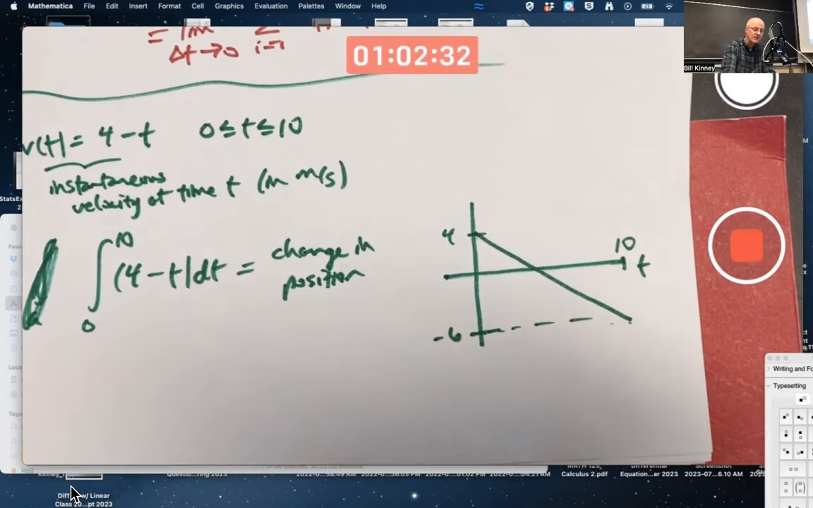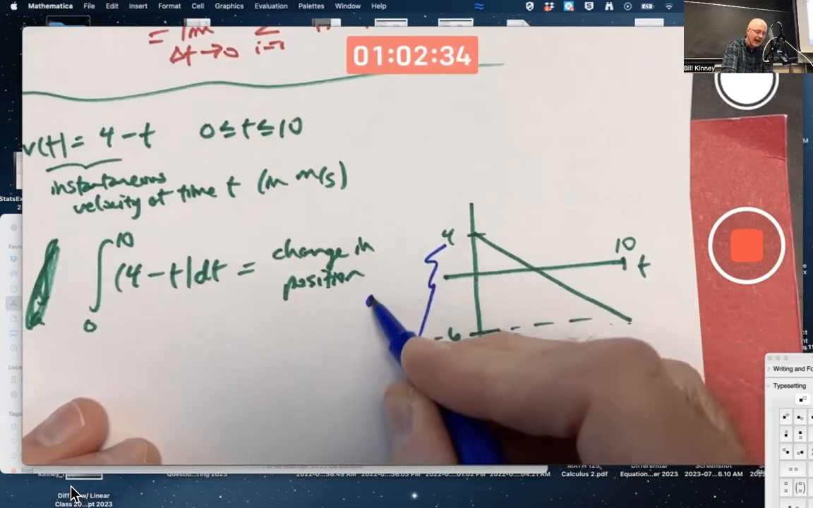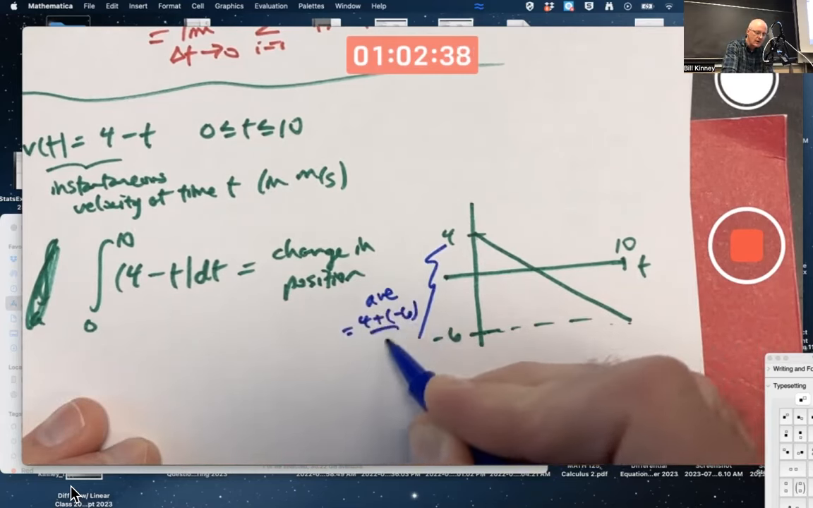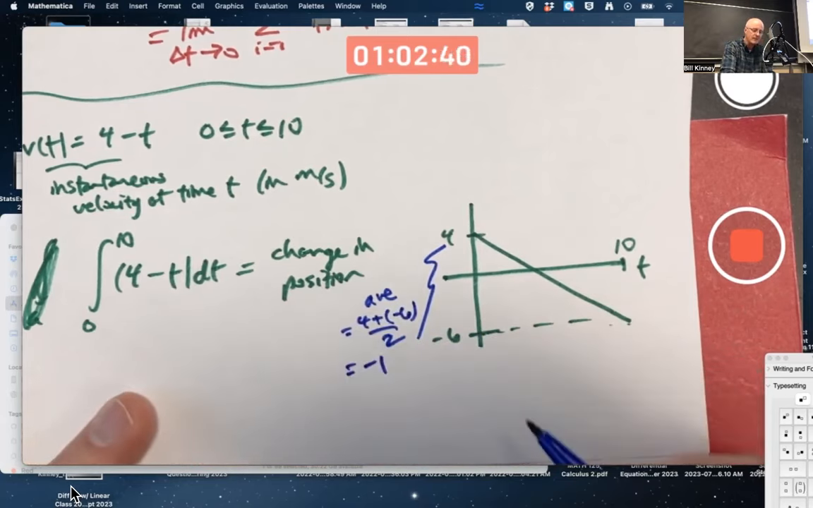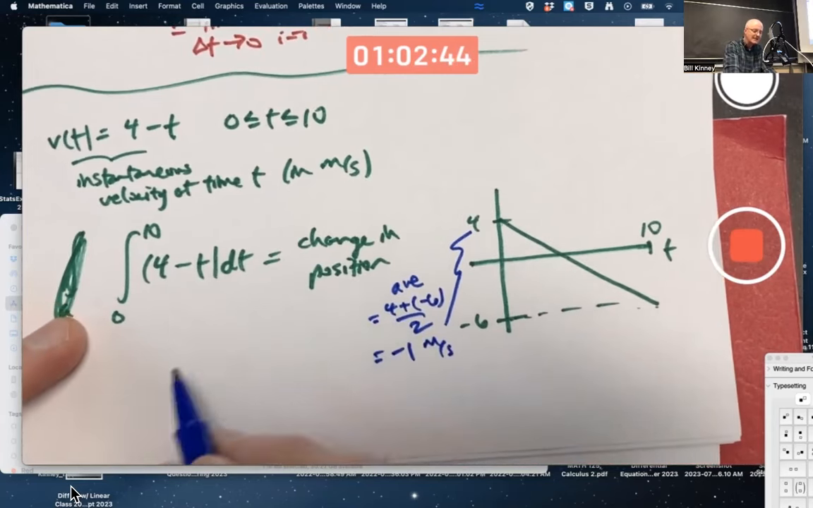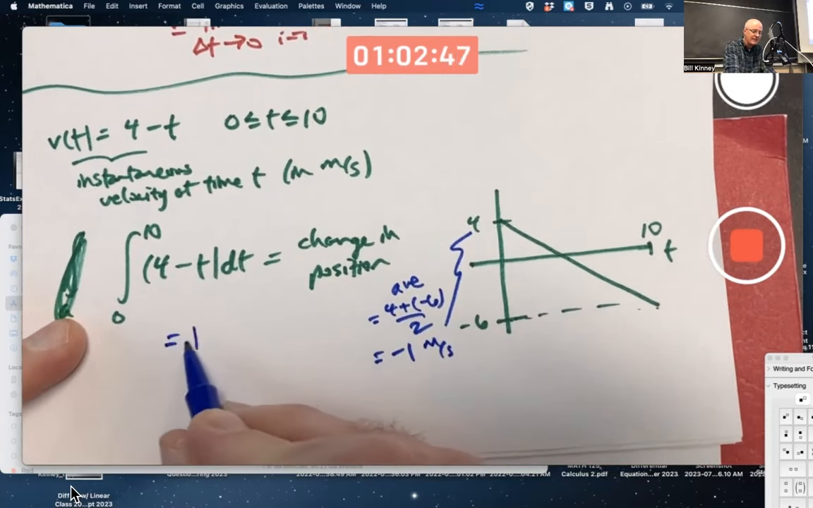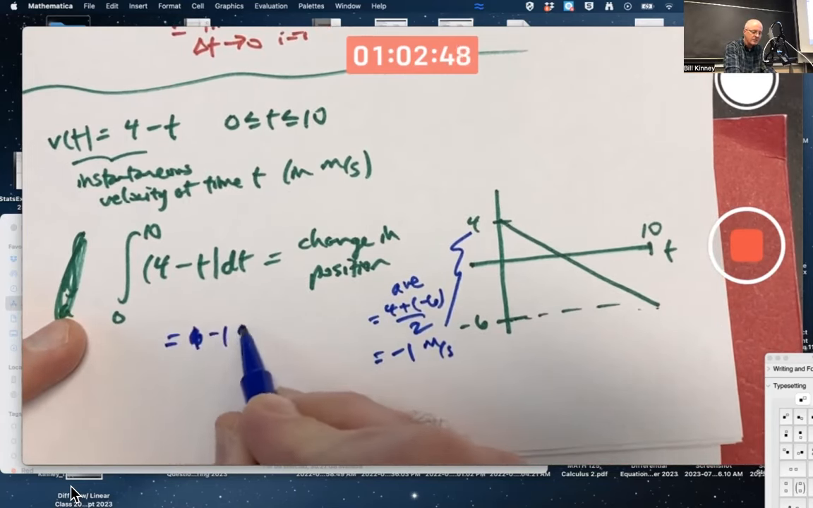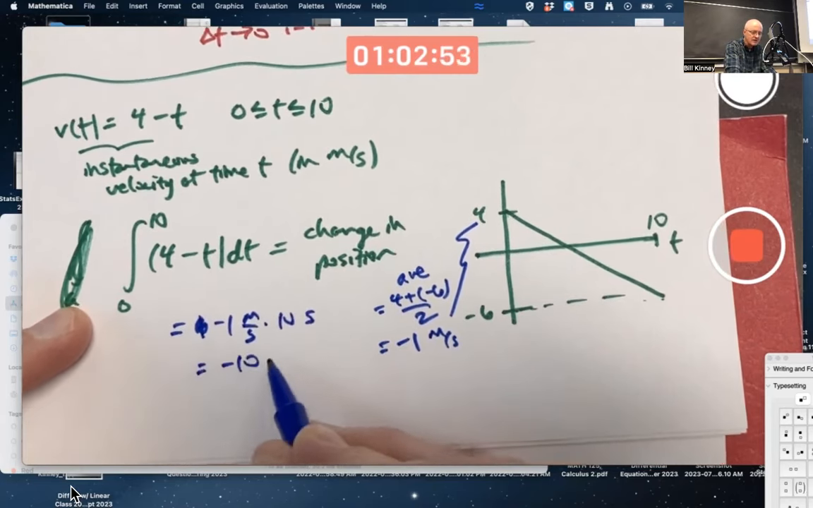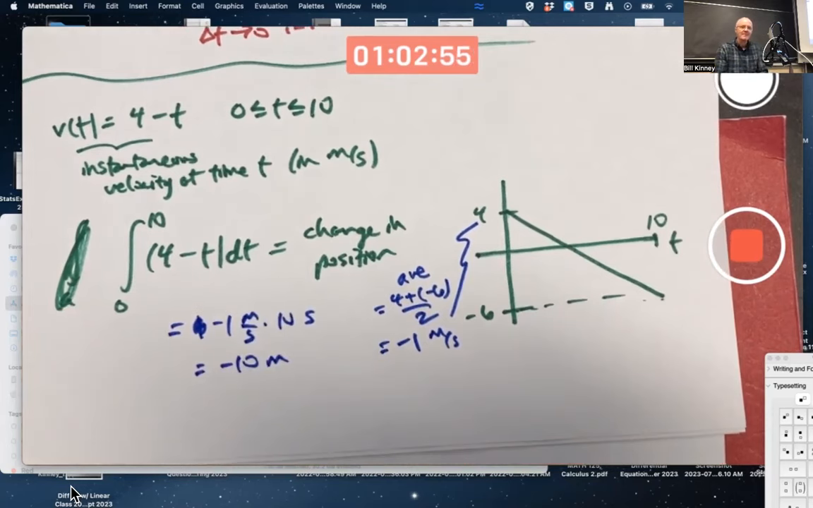What's the average of those two numbers? Average is 4 plus negative 6 over 2, which is -1 meter per second. Over 10 seconds, what's your change in position? -1 meters per second times 10 seconds is -10 meters. What does this mean? It means you end to the left of where you started.